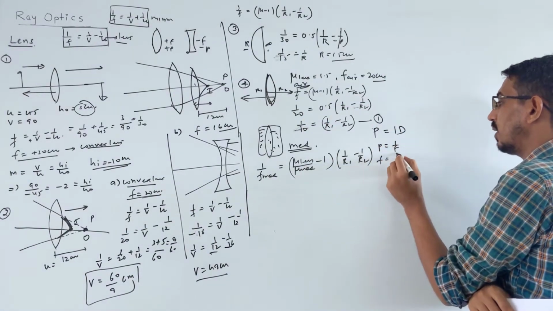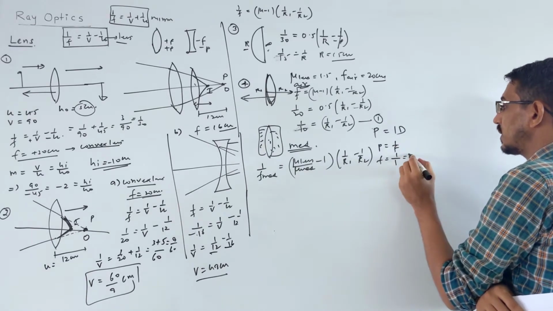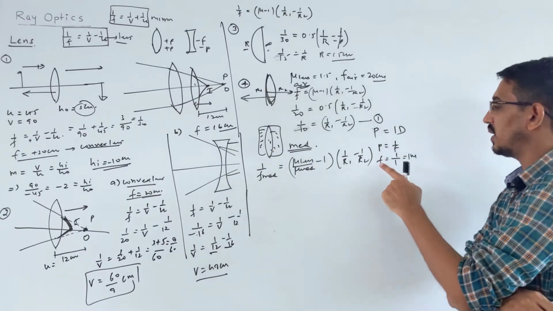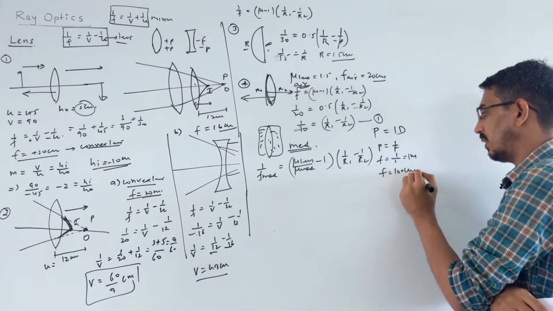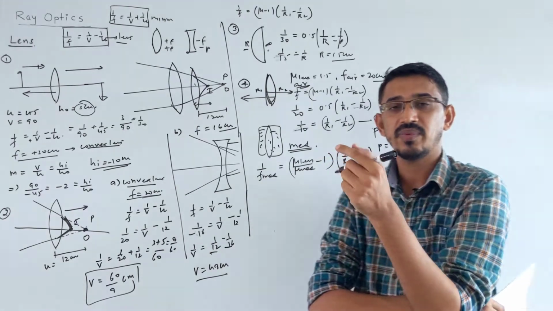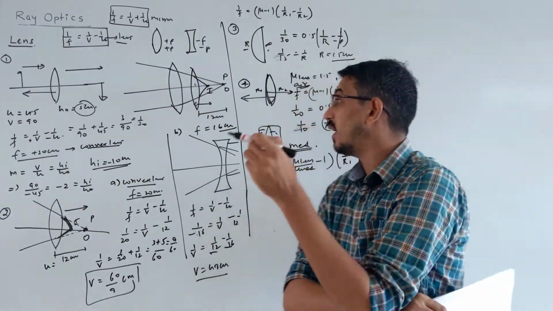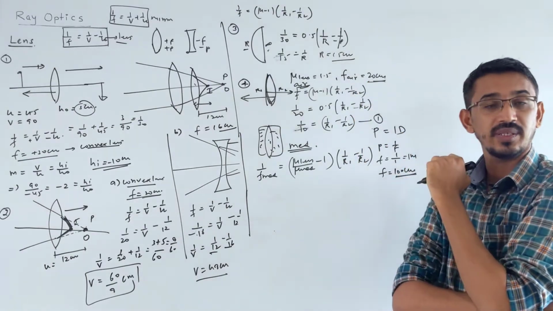Power you know is 1 by f, or f is 1 by power, so 1 by 1 is coming 1 meter. Diopter is the SI unit, so focal length also comes in meters, which means 1 meter, or 100 centimeter. As I told you recently in theory, when you put a lens inside a medium, its focal length always increases. In air the focal length was 20 centimeter, and in the medium it becomes 100 centimeter.